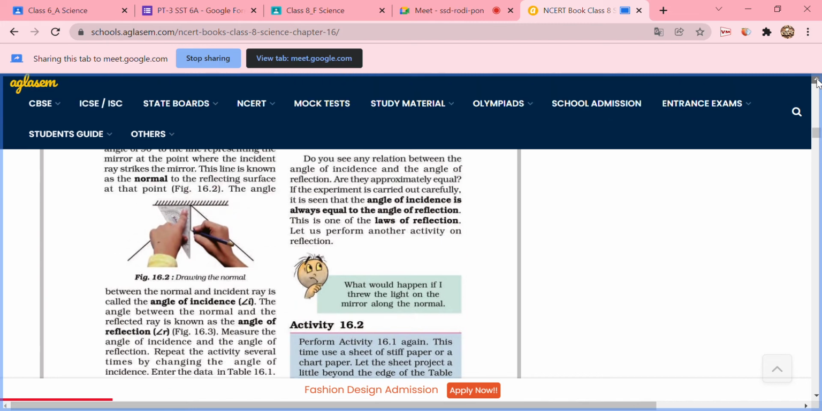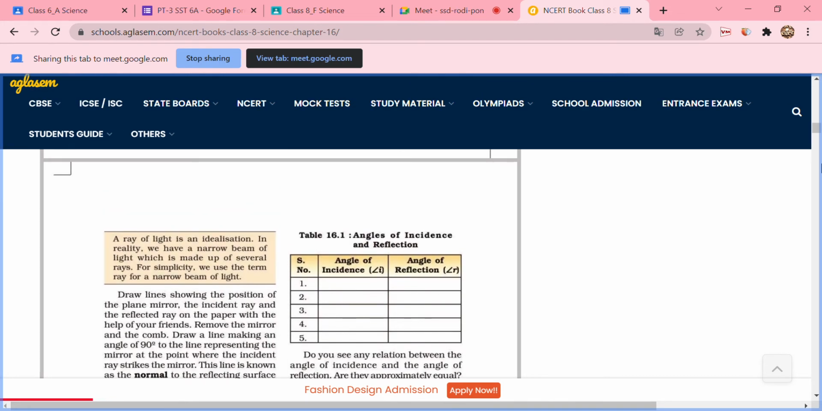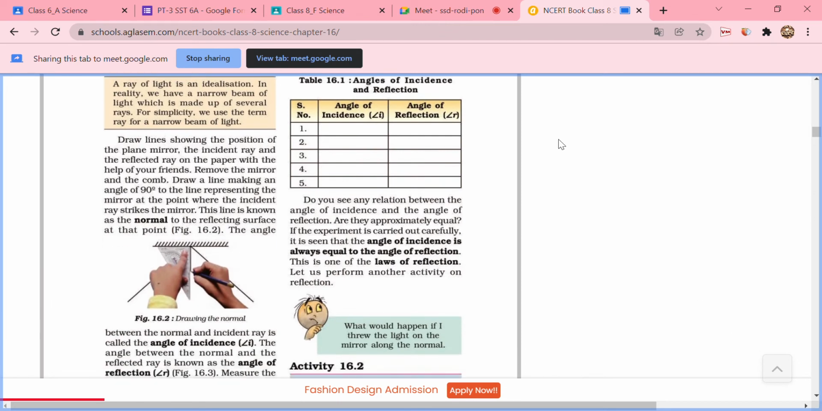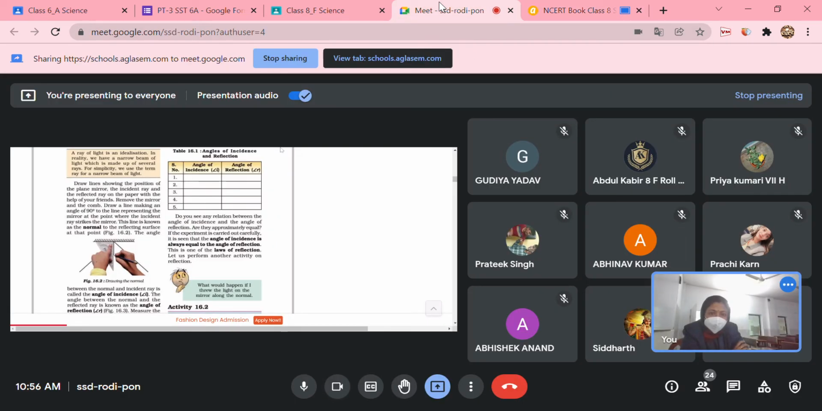Just wait. So any change that you are seeing, if you take different angles of incidence and take data of different angles of reflection, will there be any relationship between these two? Abdul, Kabir: They will always be equal. Yes, ma'am. Just wait, I am asking others. Is there any similarity? Anyone other than Abhishek? Siddharth? Yes, we are going to find some similarity. Yes, Siddharth, what is that similarity?